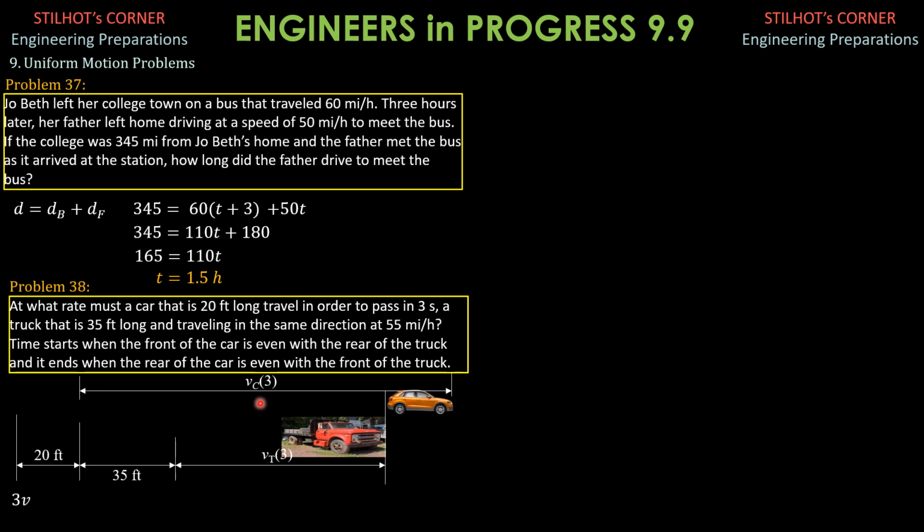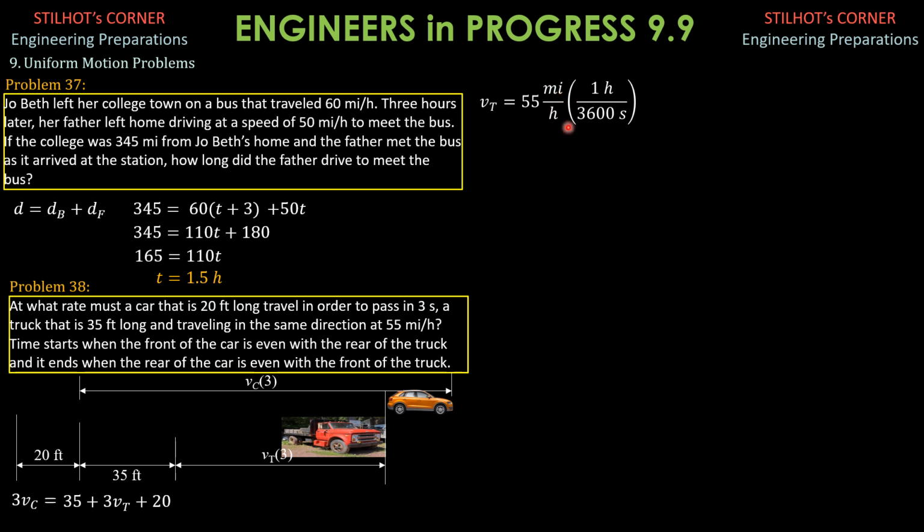So again, 3 times v sub c is equal to 35 plus 3 times the speed of the truck plus 20 feet. So that is 3 times v sub c equals 55 plus 3 times the speed of the truck. The speed of the truck is 55 miles per hour.